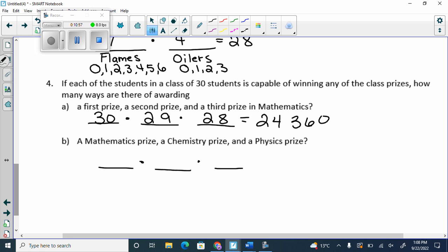Okay? How many people could win the math prize? 30. Then how many people could win the chemistry prize? 30. Then how many people could win the physics prize? It's not reliant on the fact that if you won the math, you can't win the physics, because geniuses like I was could have won all three. It's true. I was not the genius. Yes! It's 27,000 because 3 times 3 times 3 is 27, and then 0 and 0 and 0 gets me 1,000. 27,000. Flip over.